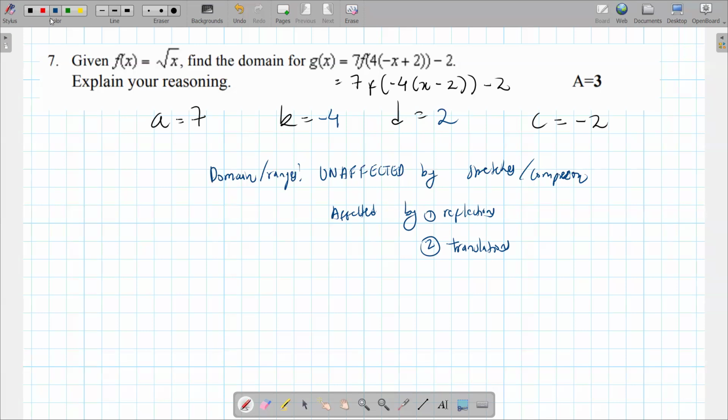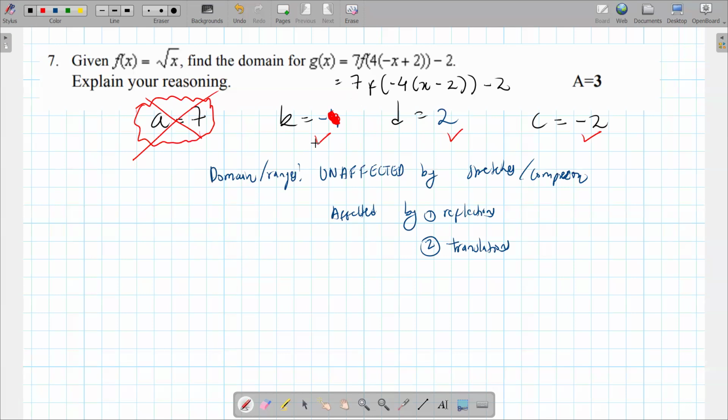So you see this A? Does this affect the domain in any way? No, it does not. So you can ignore this. K equals -4. The minus sign is important. The 4, you can ignore the 4 too if you want, and just treat K as -1. All right. So let's see what the domain for this is going to be.